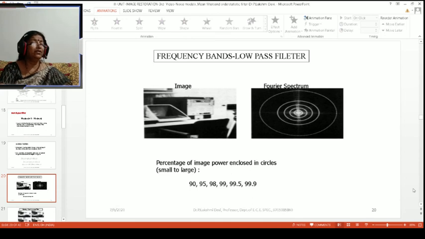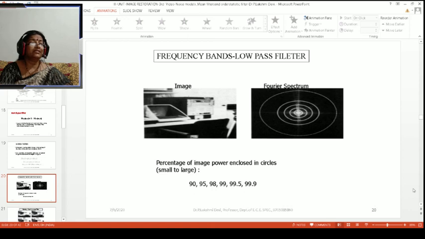Here, frequency band low pass filters. After band pass, band reject, notch pass and notch reject filters, here we will observe the low pass filters. What type of information can we observe here with these different frequency bands and the percentage of energy enclosed in these concentric circles of low pass filters? On the left-hand side we have an image and on the right-hand side the Fourier spectrum of that image. From the center to the extreme ends we have different concentric circles.